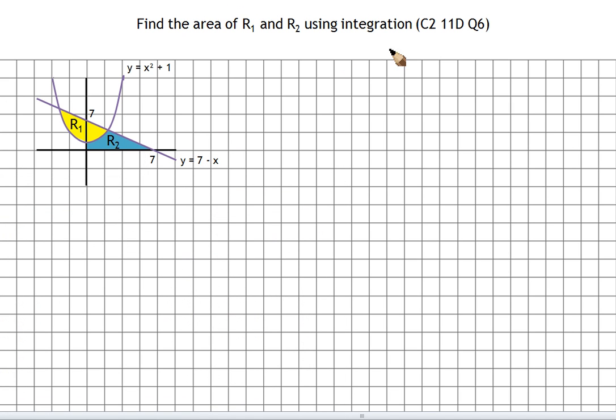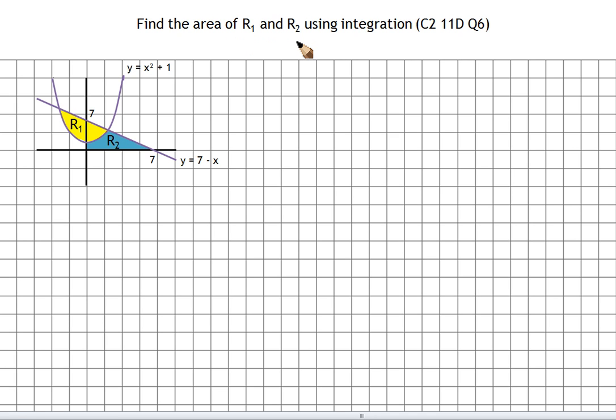Okay, I'm going to do question 6 from exercise 11D. That's demonstrating how to find an area under a curve using integration. And we're going to be using definite integration here, so integration between two values for x. We're asked to find the area of both R1 and R2.